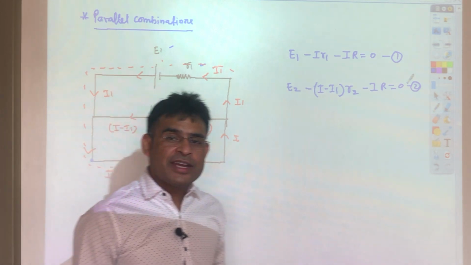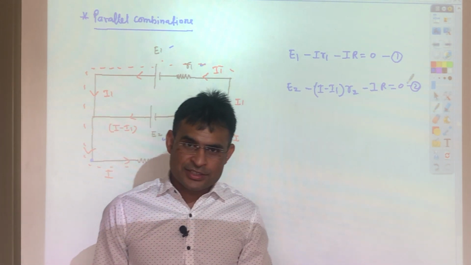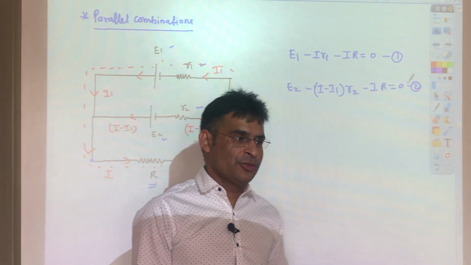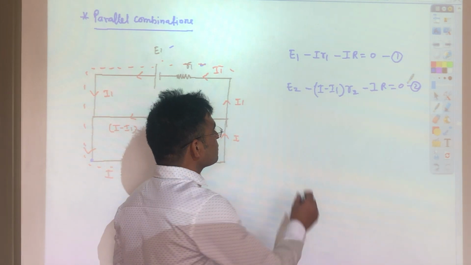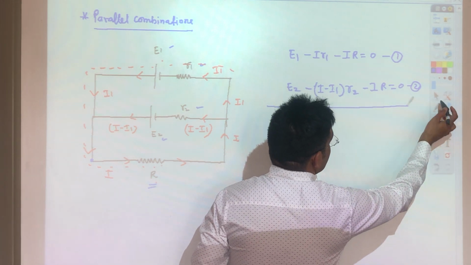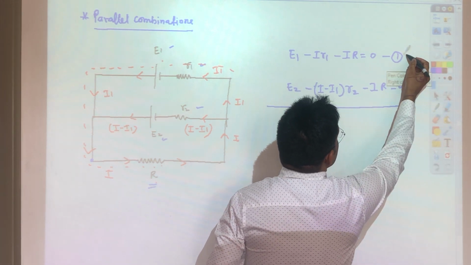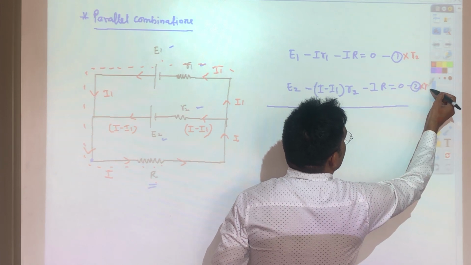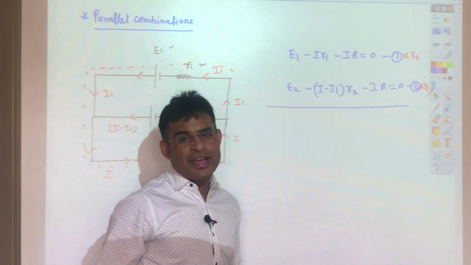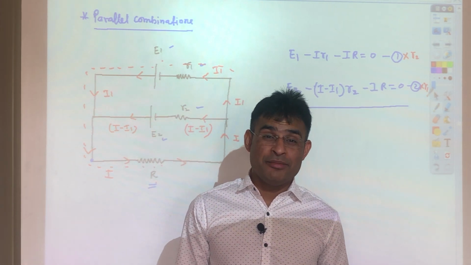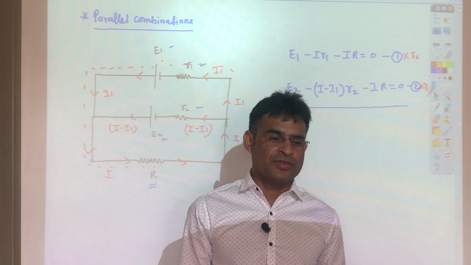Now what do I want to find out? I want to find out the net EMF and net resistance. For that purpose, I will multiply this equation by R2 and multiply this equation by R1. Why did I do so? I want to cancel something, I want to eliminate I1 from this one. So that's why I am doing this.